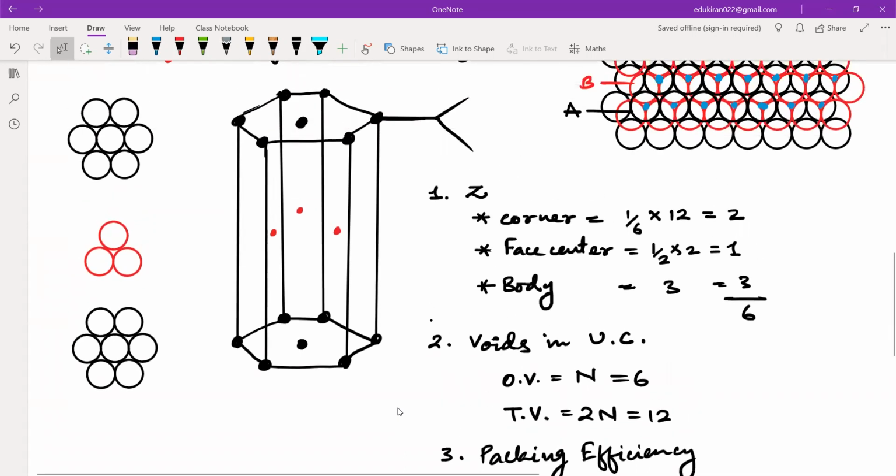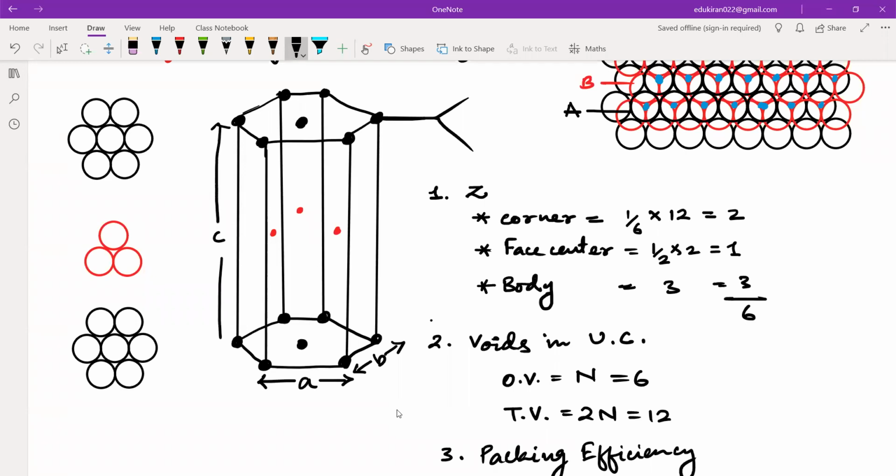Now there is one thing that you have to know. This is known as the length A. There are 3 dimensions, so this will be A, then you have B, and this height is C. So it has 3 dimensions, A, B, and C. Now, in this case, we also have 3 different angles.